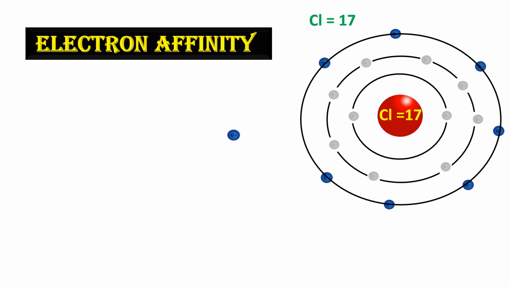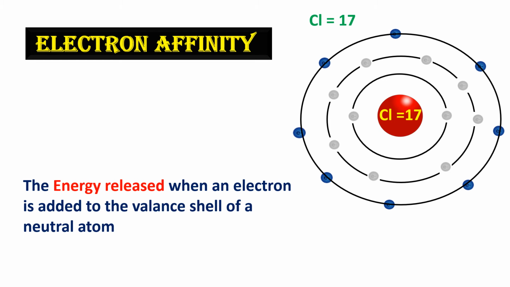Now electron affinity. When an electron is added to the valence shell of an atom, it will release energy. Electron affinity means the love for electron, or how much it can attract. Affinity is love or attraction. So when an electron is added to a neutral atom, how much energy is released? The energy released when an electron is added to the valence shell of a neutral atom is called electron affinity. And those atoms which require a single electron will have more electron affinity.